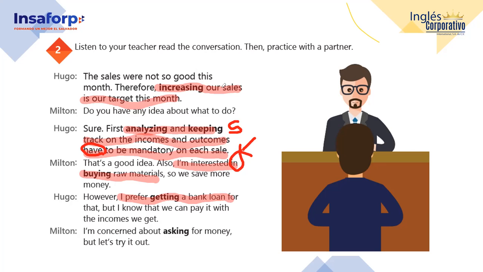After? Remember that from the book we have only three. As a subject, after the verb, and after a preposition. After a verb. Okay. After the verb, prefer. Next. I'm concerned about asking for money. After the preposition. So these are not that complicated.